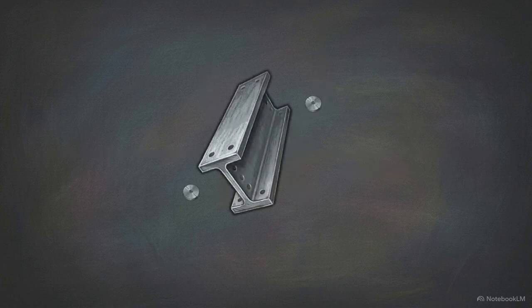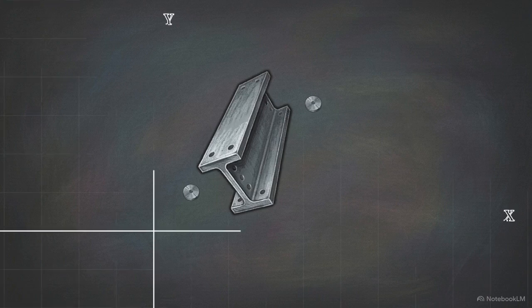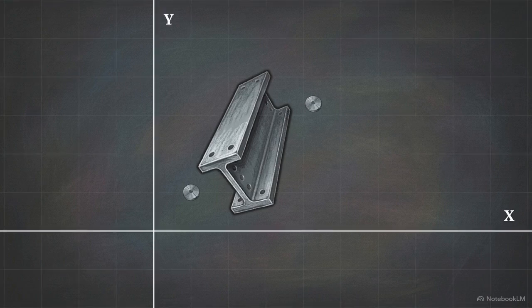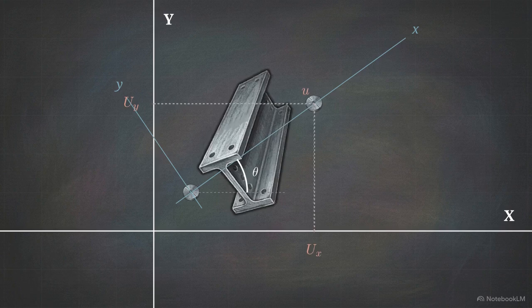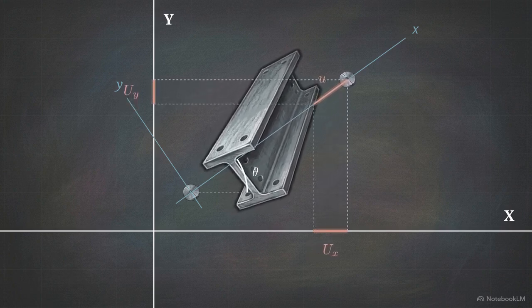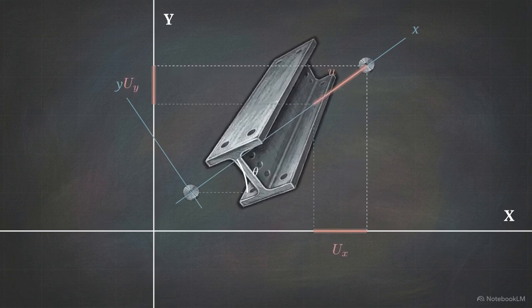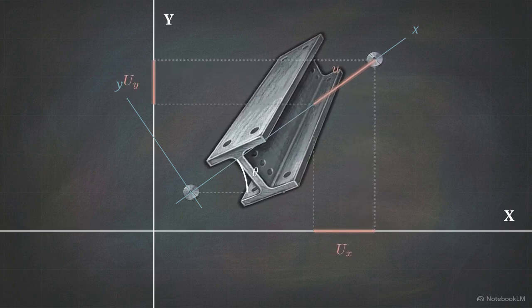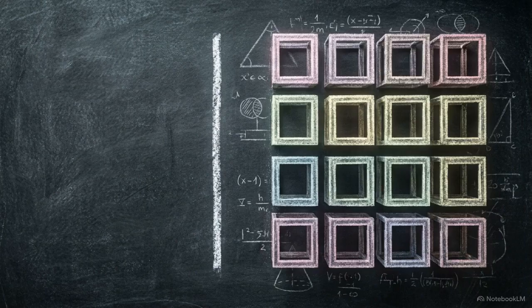When we place this bar into a global environment, we map it against a fixed x and y coordinate grid. However, the bar's internal physics operate on a local coordinate system, one that is rotated to align with the bar's specific angle, theta. Under load, the nodes of this bar move diagonally across the global grid. This means every local displacement actually involves simultaneous movement in both the global x and y directions. This creates a kinematic disconnect. We must determine two-dimensional global motion for an element that only provides one-dimensional stiffness.